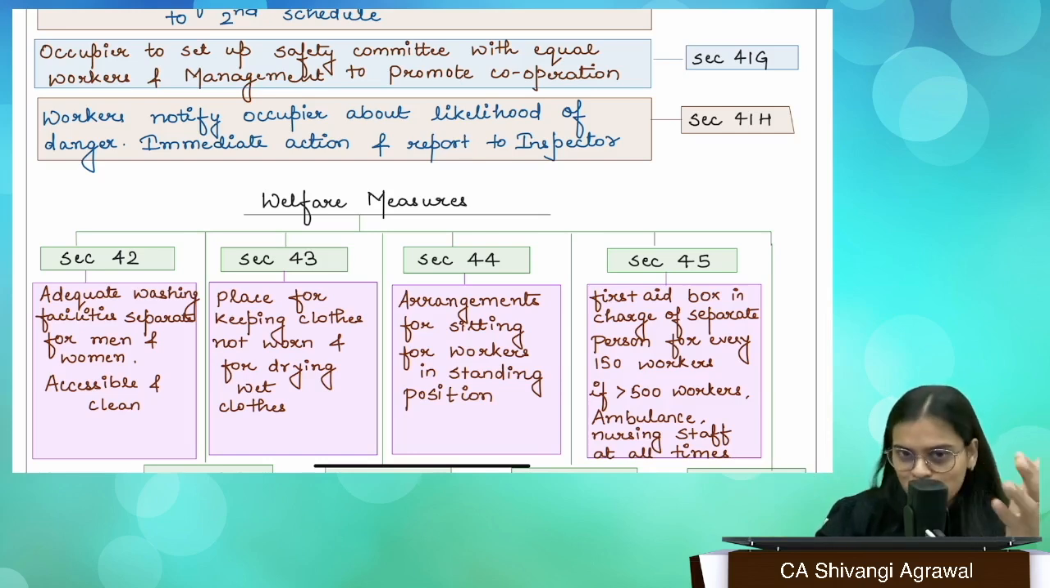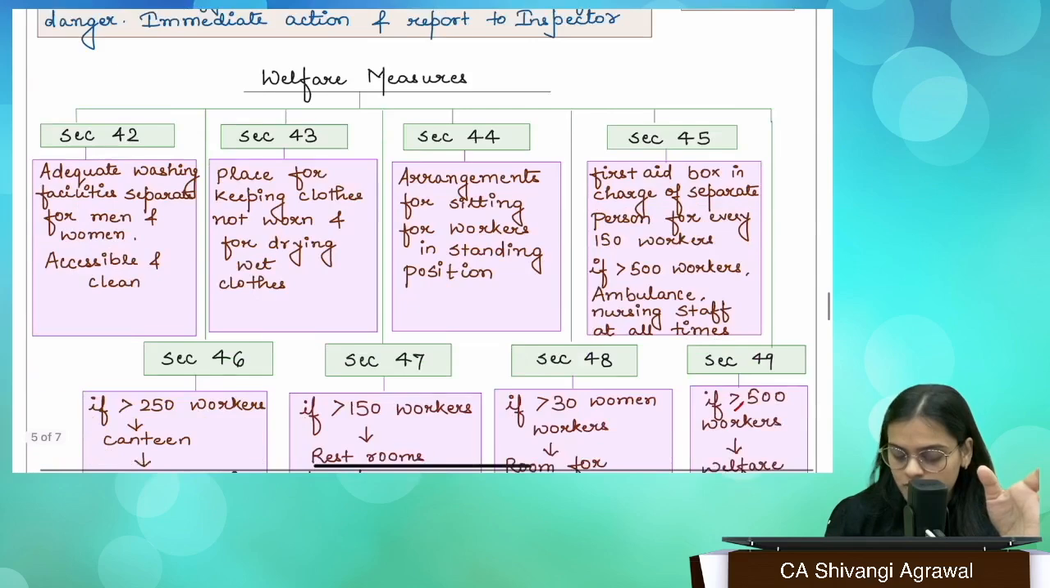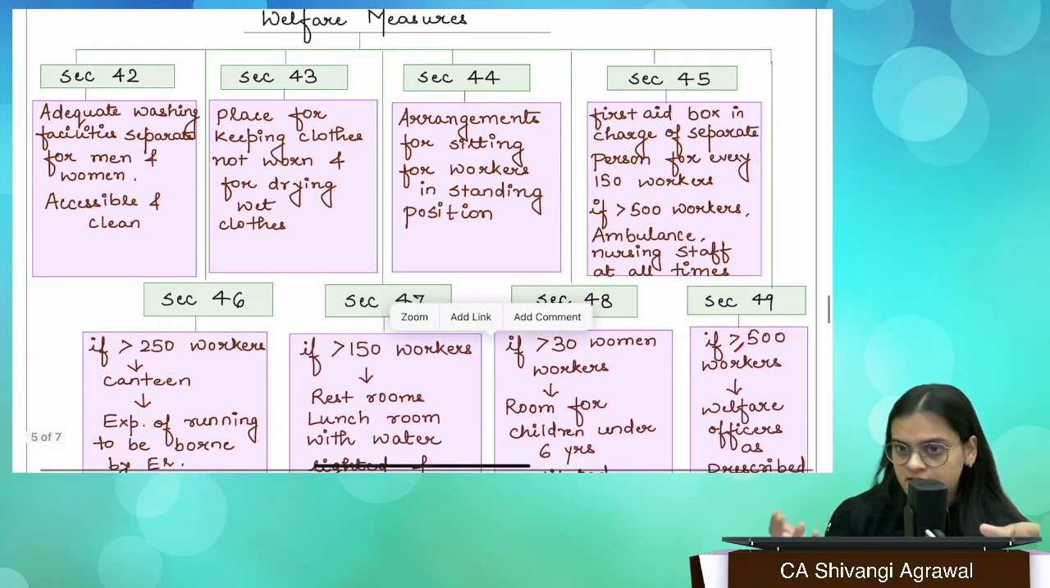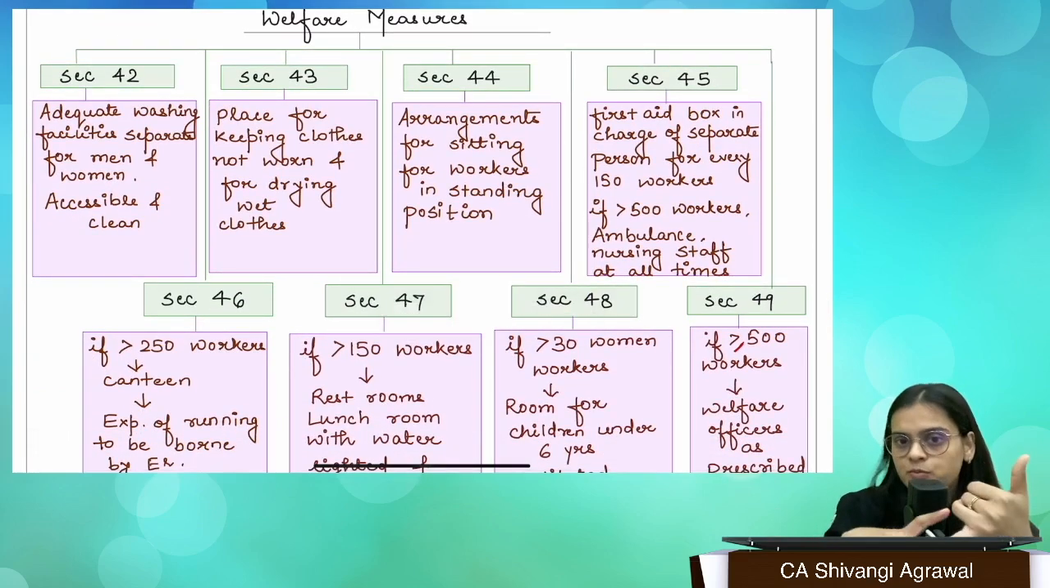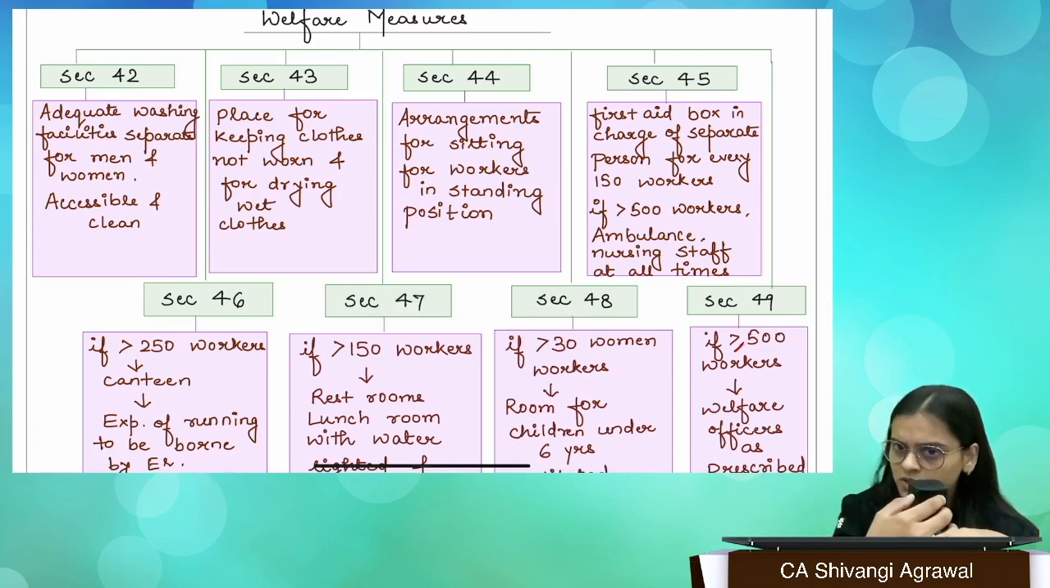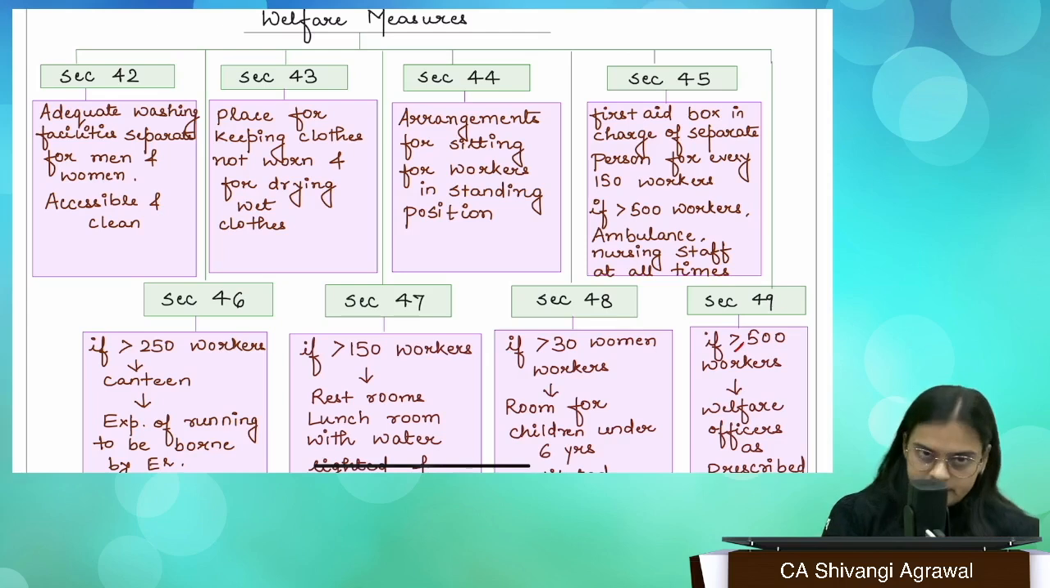Then we have the welfare measures. Okay, I usually teach the welfare measures before, but since we had this way in the chart, so I have dealt it this way only. What are the welfare measures? We have section 42, which talks about the washing facilities. Washing facilities have to be kept clean, right? There should be suitable washing facilities for the workers, right? And for male and female, there should be separate washing facilities and it should be kept clean. That's it, right?